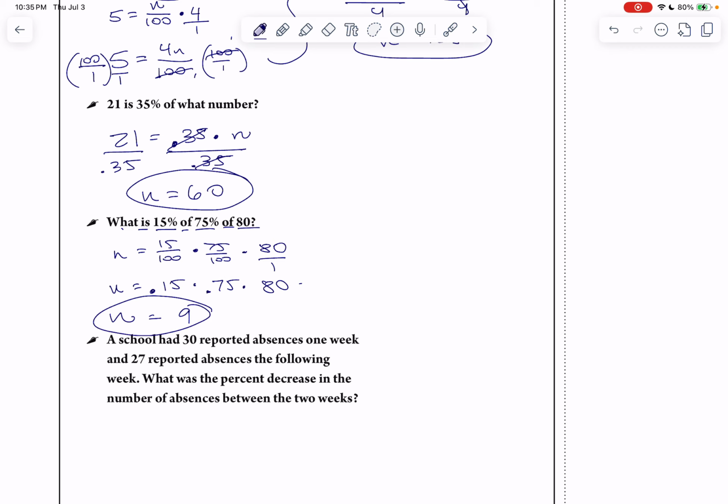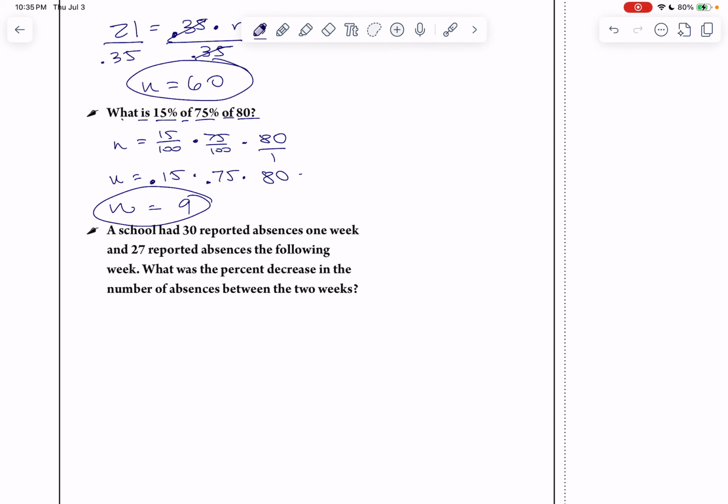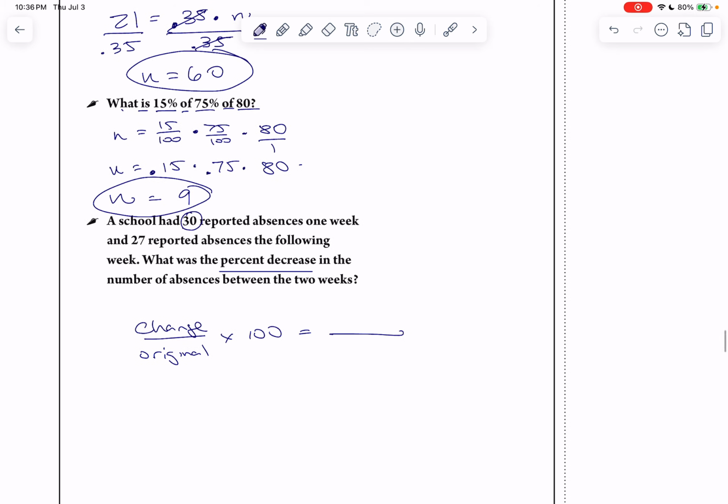Let's read this last one here. A school has 30 reported absences one week and 27 reported absences the following week. What was the percent decrease in the number of absences between the 2 weeks? Now remember, we're doing change over original times 100. Okay, what's our change? Our change goes from 30 to 27. It looks like it went down 3.